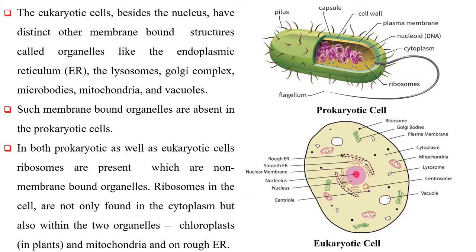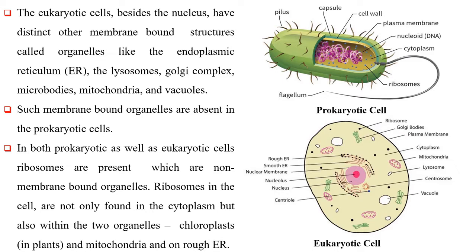The eukaryotic cells, besides the nucleus, have distinct other membrane-bound structures called organelles, like the endoplasmic reticulum, the lysosomes, Golgi complex, microbodies, mitochondria and vacuoles. Such membrane-bound organelles are absent in the prokaryotic cells.